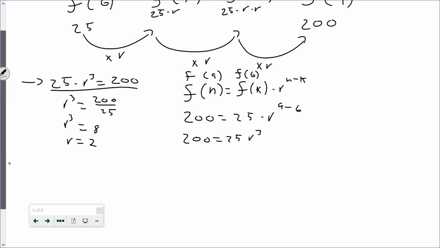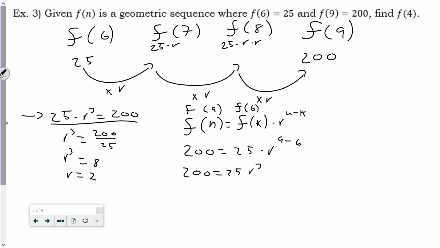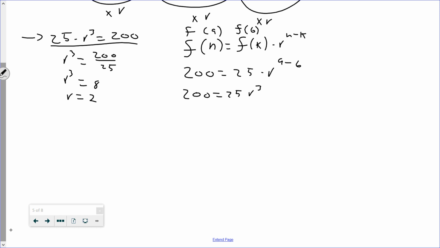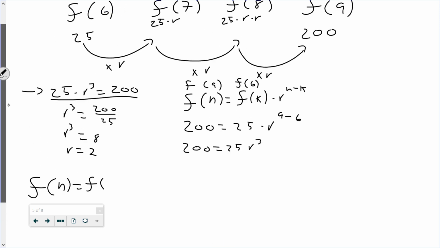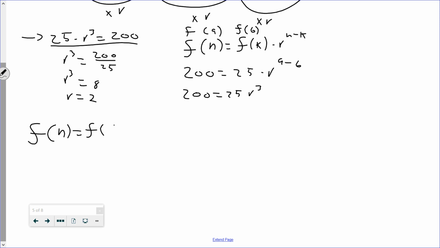All right. So I need to figure out what f of 4 is. I have my r, so I have my explicit formula. Once you have your r, you're pretty much set. So my explicit formula is f of n equals some f of k term. And let's use f of 6, because that's just 25. Multiply by my r value, which we know is 2, to the n minus 6. So f of n equals f of 6, which is 25, times 2 to the n minus 6.